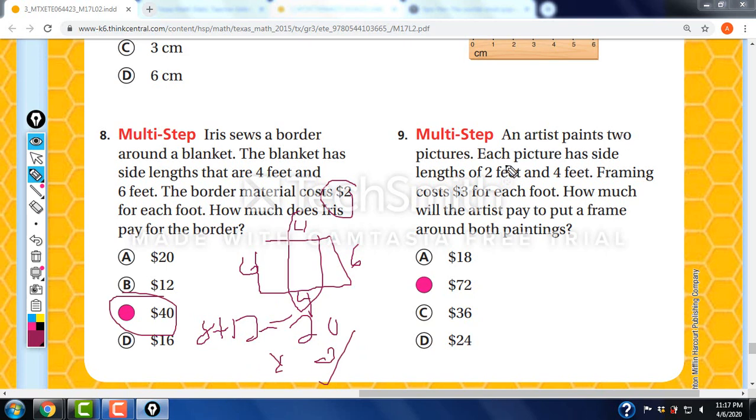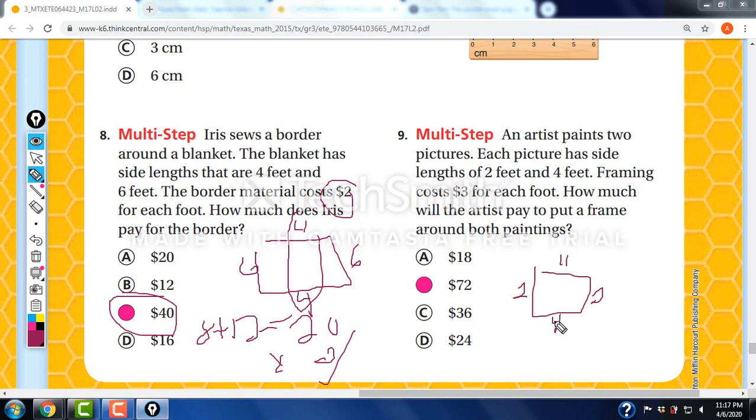An artist paints 2 pictures. Each picture has side lengths of 2 feet and 4 feet. Framing costs $3 per foot. So you got to do your 2. Okay, you don't have to do 2. You got 2 feet, 2 feet, 4 feet, 4 feet.